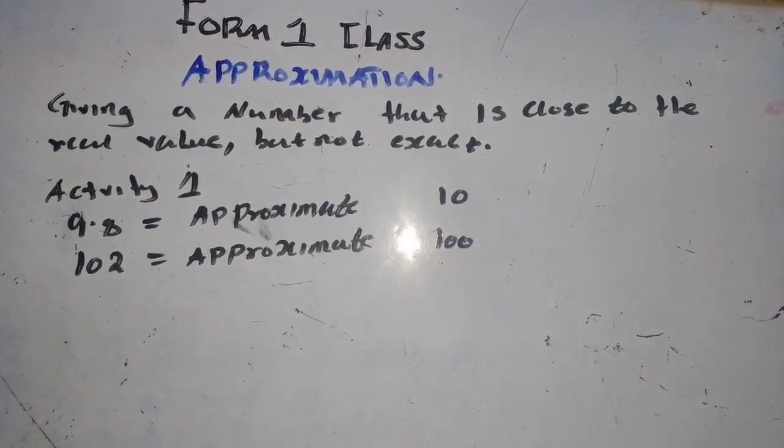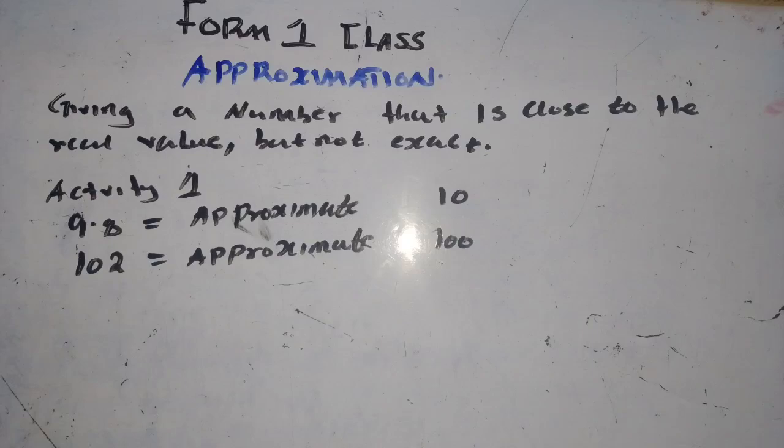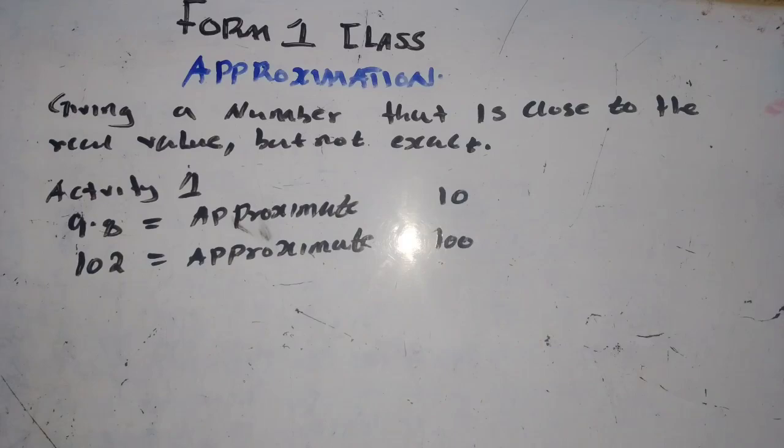Okay, so what is the importance of this approximation we're learning about? Approximation is important because it helps us to make calculation faster and easy. So for example, you're doing 9.8 plus 2. That would be a little bit more difficult than 10 plus 2. So approximation makes our calculations easy, so that they don't get complicated.